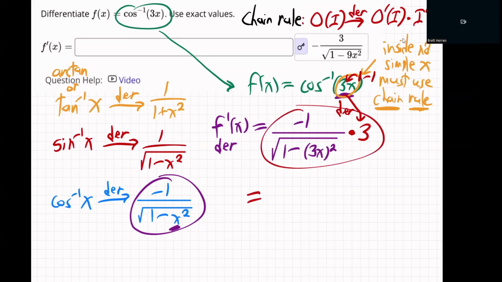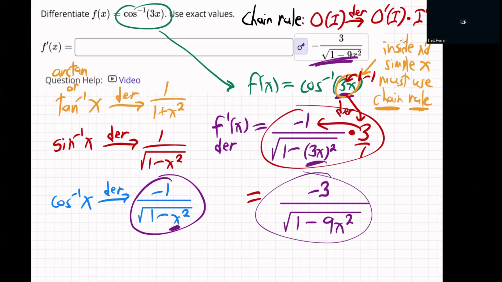So then you can type it in just like this. It's probably a little cleaner to say this is 3 over 1, so that 3 will go to the top. That's the nice way we'd see it. So the answer will be minus 3 over the square root of 1 minus, and then you could square that 3x to be 9x squared. And there we go. They put the minus in the front or the top, that's the same thing. So that's how we do the derivative.